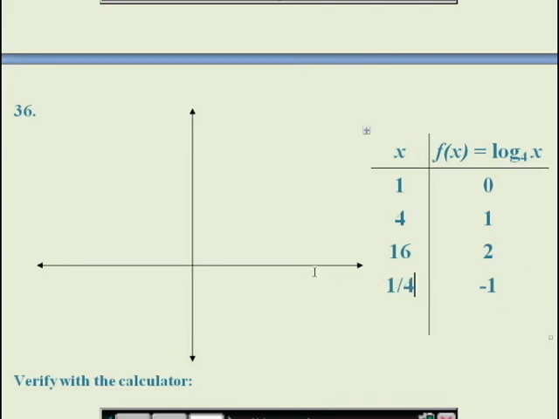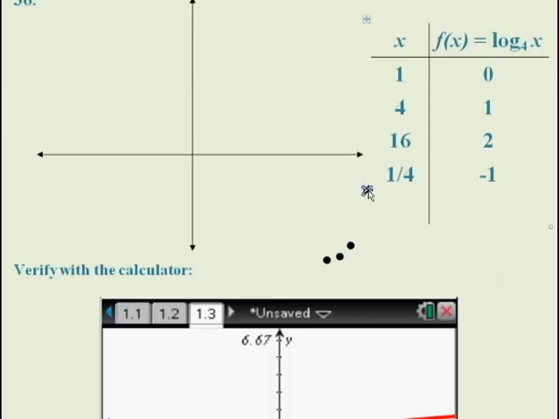Okay, and so I've got 4 points here. I'm going to go ahead and see if we can see where they are. So I have the point 1, 0. Let's say that's there. 4, 1 looks like about here. 16 only gets up to 2, so way out here at 16 we're up here about 2. If I want to go over here this far, we're about there for that point, 1/4, -1. So just at 1/4 we're already at -1.